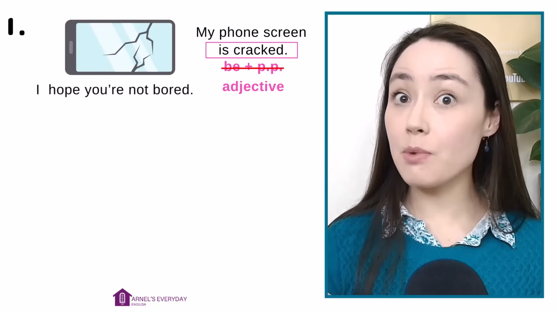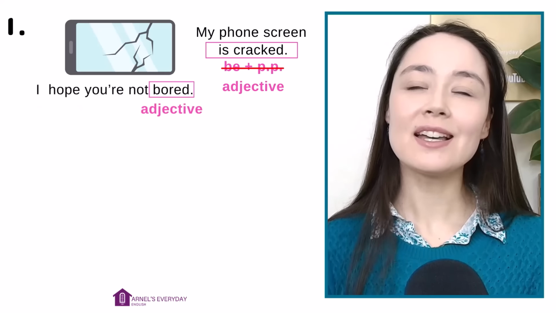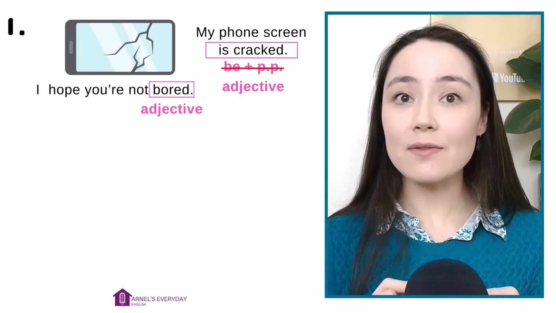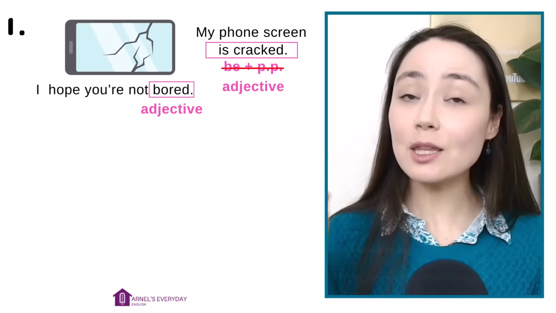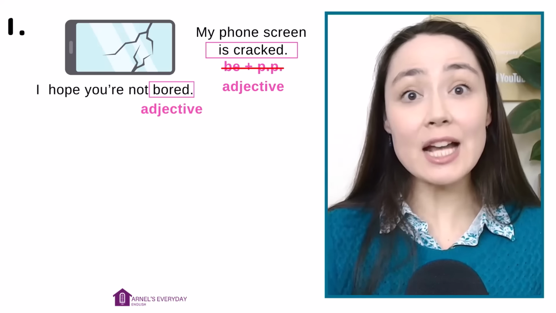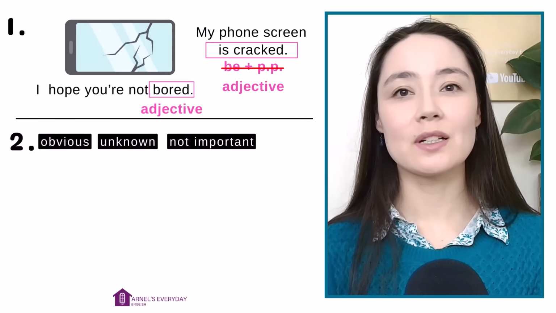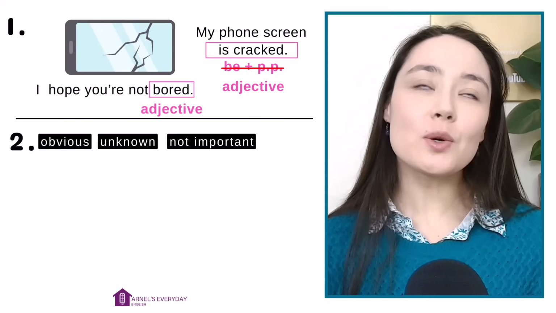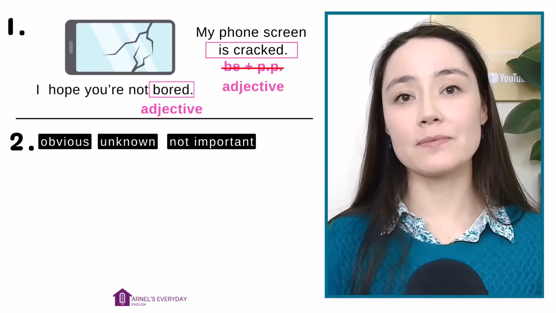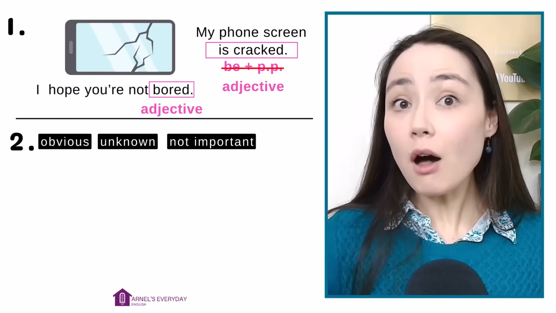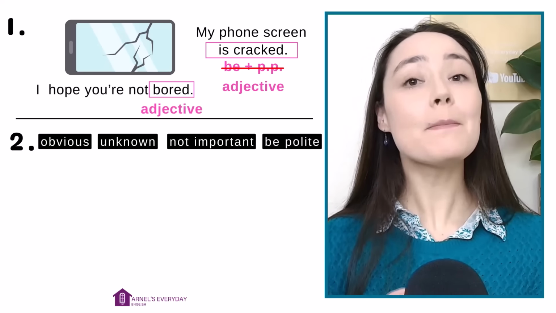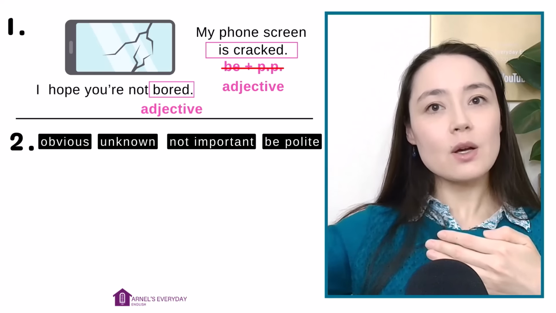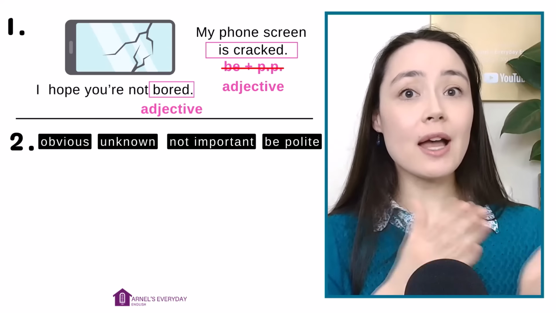I hope you're not bored. Bored is an adjective. You know, there are a lot of ed adjectives in English, so be careful when you're looking at a sentence. Is it the passive voice or is it an adjective? Point number 2. You already know by now that the passive voice is used when the doer is obvious, unknown, and not important. Many times we also use the passive voice to be polite. Why? Well, we want to create space between the doer and their action.